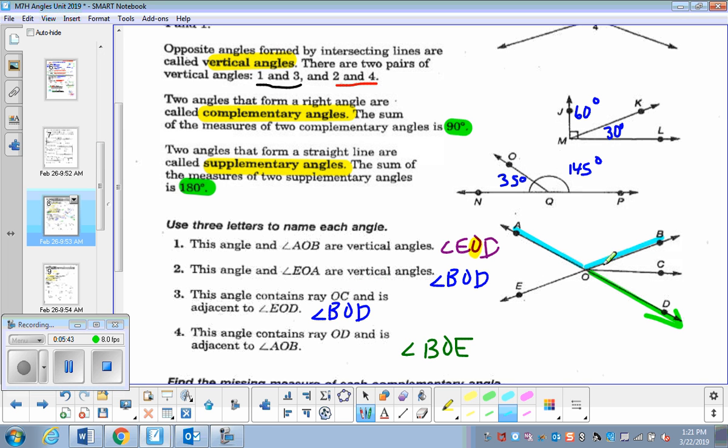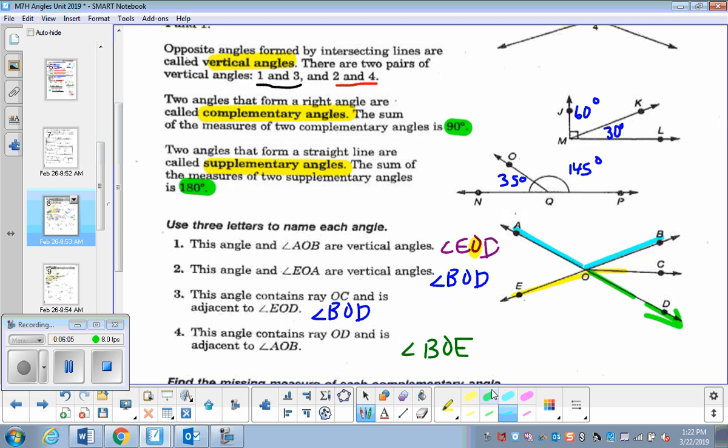So we want an angle that's going to share a ray with one of these blue lines, but also has the green one within it. So if I pick, let me highlight here in yellow, if I pick COE, it's not adjacent to AOB because it's not touching right there. So we're not going to pick this one.